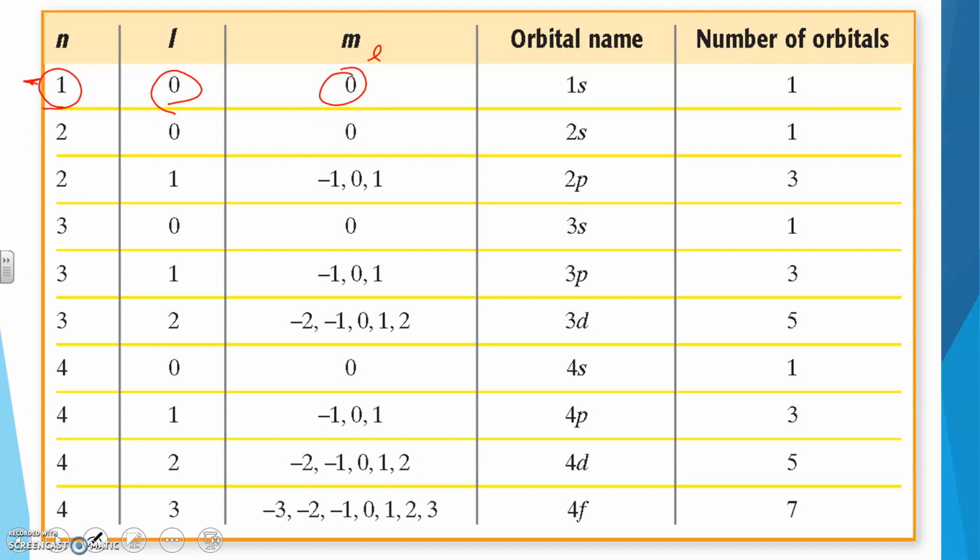And then its orbital name is 1, which you get from N, and then S, which you get from your L value. An L value of 0 equals S. The number of orbitals, because it is an S, is 1, and that is also found here.